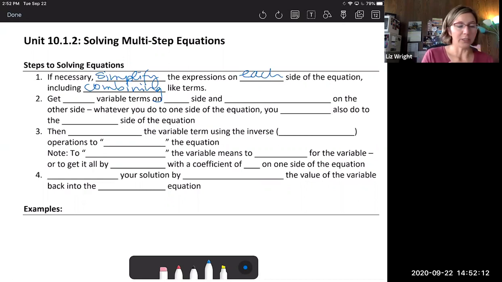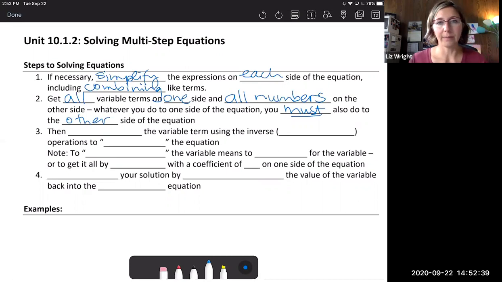The next step is we're going to get all of the variable terms on one side and all numbers, which are constant terms, right? All of the numbers or the constants on the other side. Whatever you do to one side of the equation, you must also do to the other side of the equation.